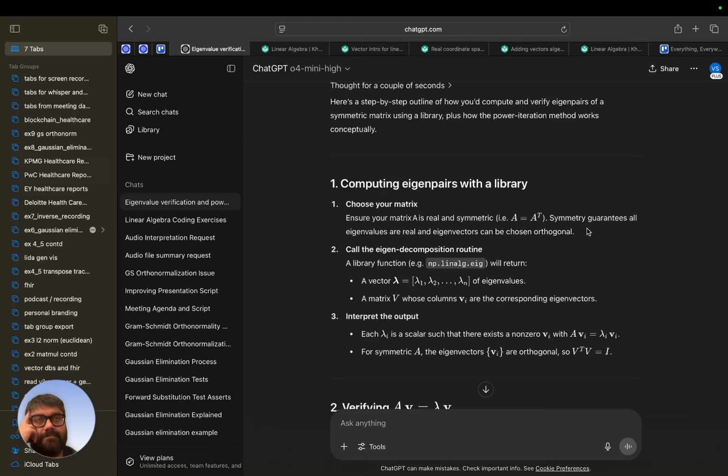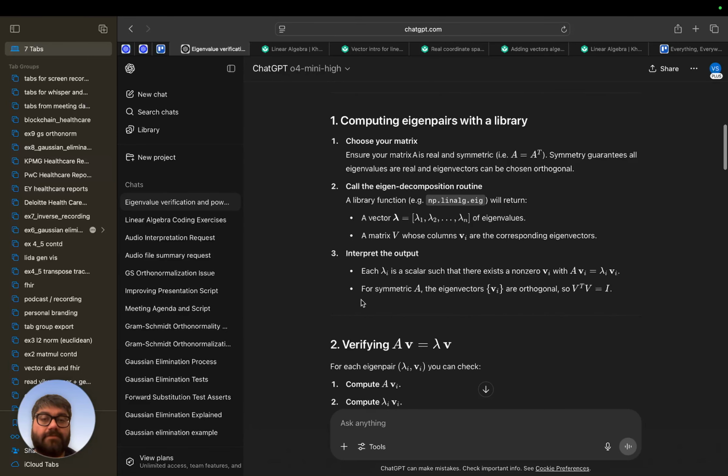I believe complex numbers are real numbers because they have a real component. But anyways, I'm not gonna get into that. Symmetry guarantees all eigenvalues are real and eigenvectors can be chosen orthogonal. So I guess this is where what we did with Gram-Schmidt orthonormalization will come in handy, and there's some process of orthogonality. Call the eigen decomposition routine, use this function. You get a vector of eigenvalues and a matrix whose columns are the corresponding eigenvectors.